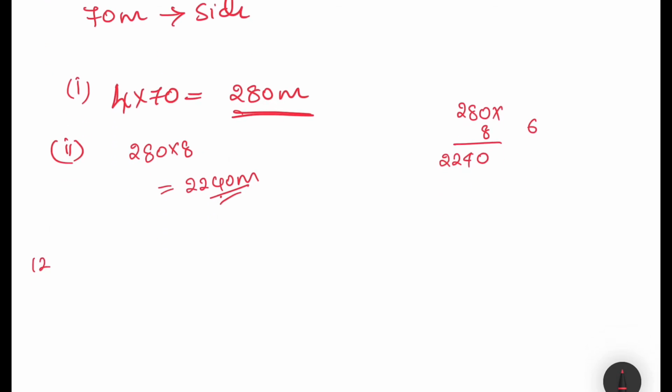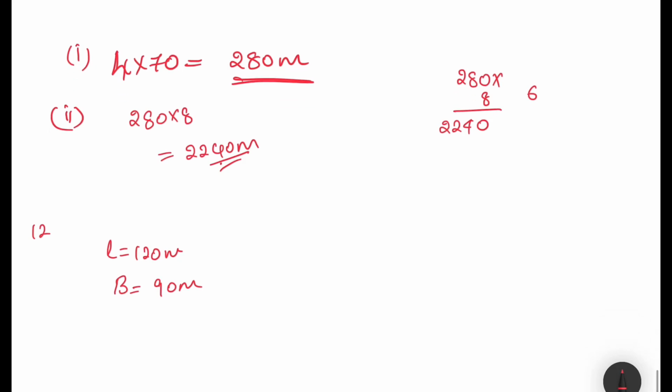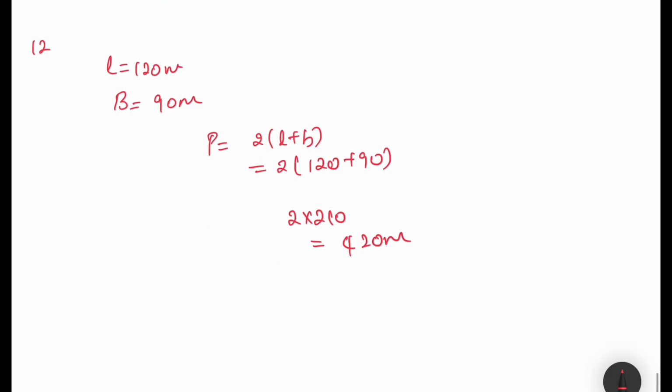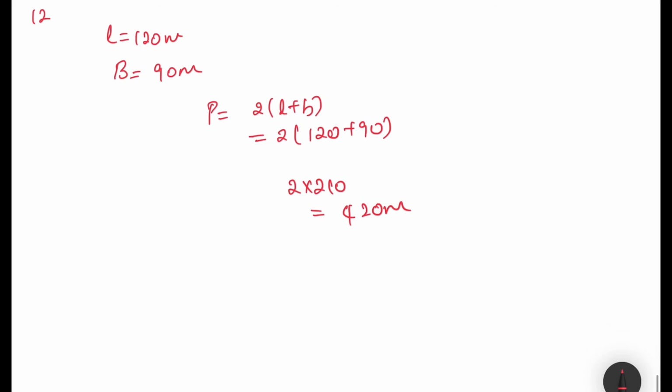A school playground is rectangular in shape with length 120 meter and breadth 90 meter. Some schoolboys run along the boundary of the playground and make 15 complete rounds in 45 minutes. You need to find out how much distance they traveled during this time. First we'll find the perimeter here. Perimeter is equal to 2 times L plus B, that is 1 complete round actually. So 120 plus 90 is 210. 2 into 210 equal to 420 meters.